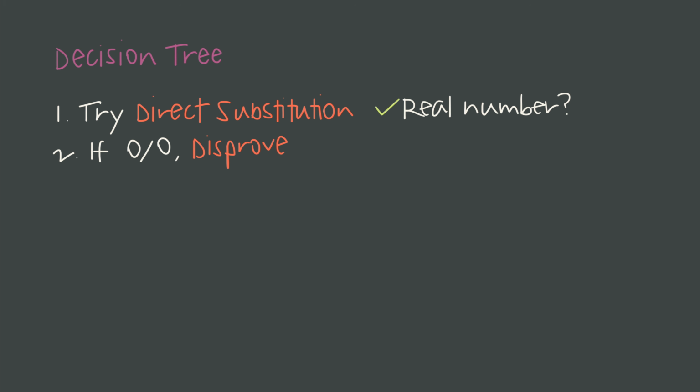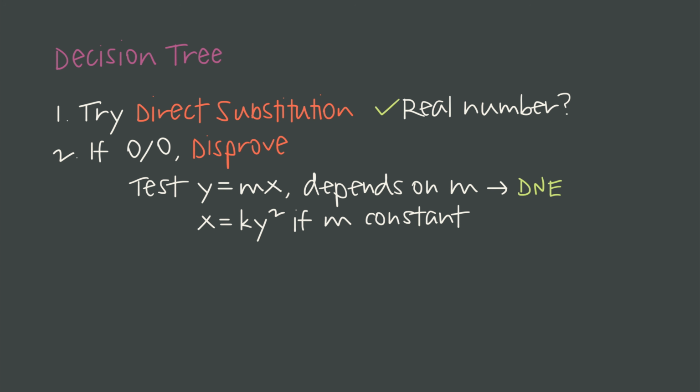If instead we end up with 0 over 0, our goal is to disprove or show that the limit does not exist using paths. We can try the x and y axes. If they both give the same value, we can try the entire family of lines, y equals mx. If the value of the limit depends on the value of m, then we've proven that the limit does not exist. Otherwise, if we're still getting the same value for the limit every time, we can try a curved path, x equals ky squared, or a power matching path is usually a good bet to try.